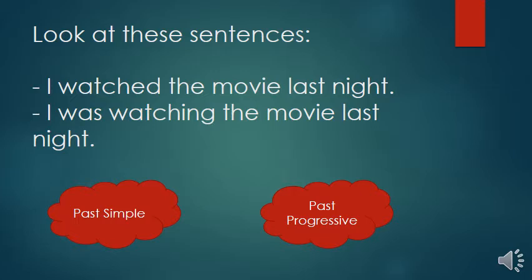Let's look together at these two sentences. I watched the movie last night. I was watching the movie last night. The first sentence is in the past simple and the second sentence is in the past progressive.